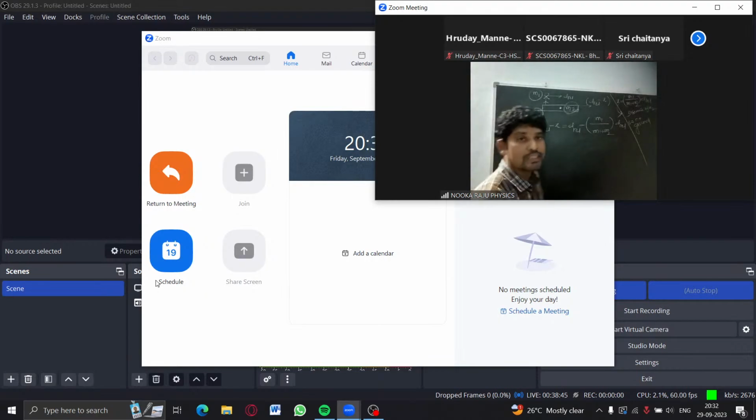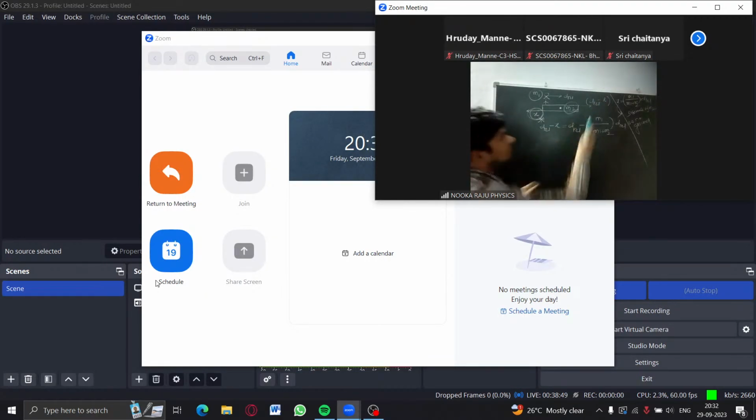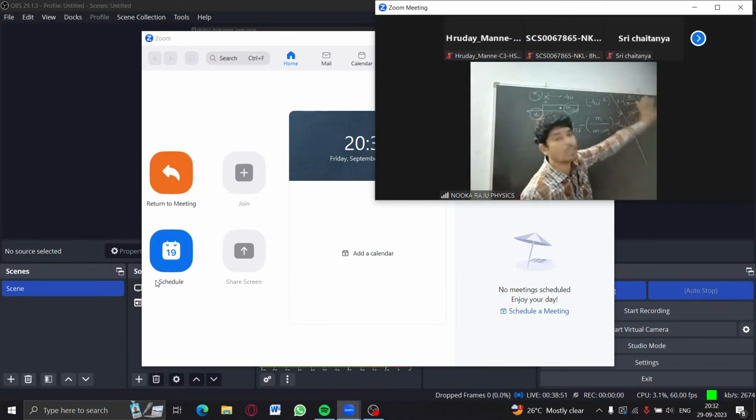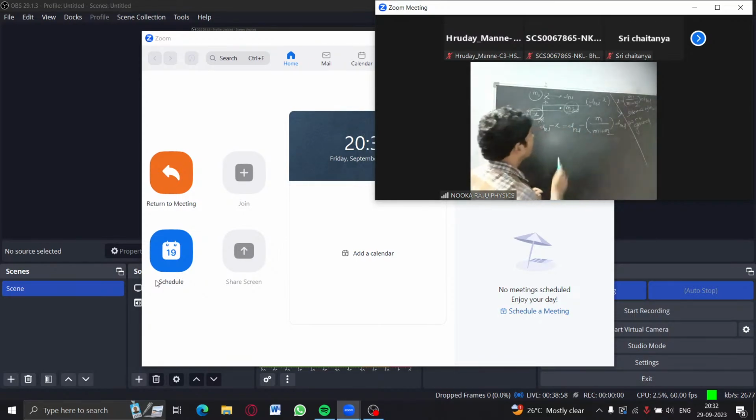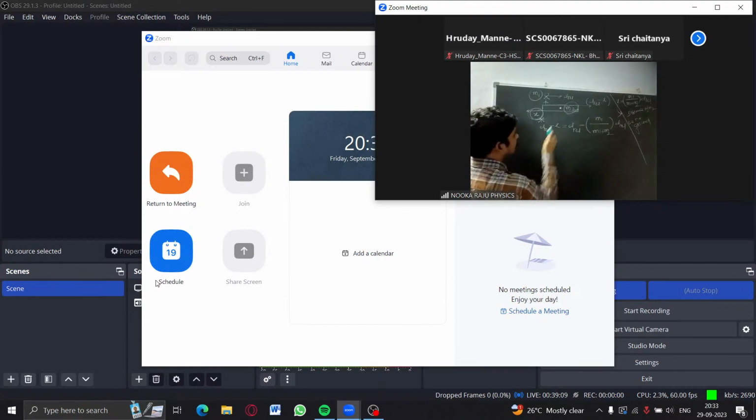So already we calculated the x value. Now x is equal to M1 by M1 plus M2 into d relative. What is this x value? It is the displacement of M2 with respect to the ground frame. Clear? And coming to the next, we had the x value.